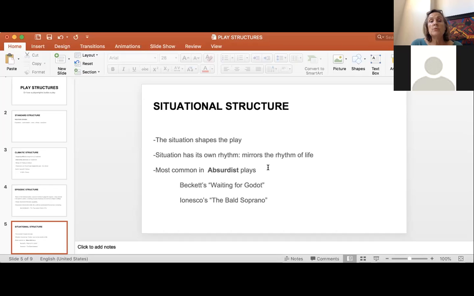But a situational structure has its own rhythm, and it sort of mirrors the rhythm of life. So you're going to see things unfold as they would unfold in a human being's life. So it could be a slice of life story. It's an adolescent story, a person growing up. They're going to meet a partner. They're going to have a partner. They're going to have a life together.